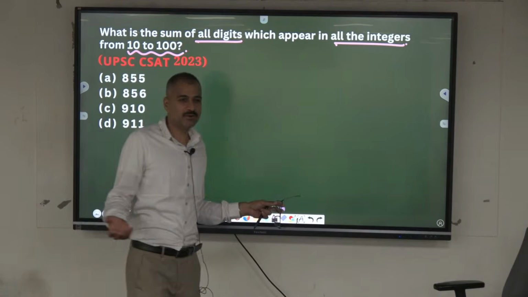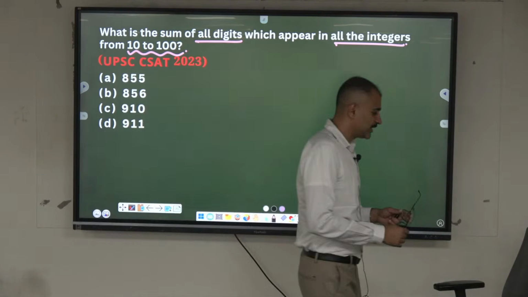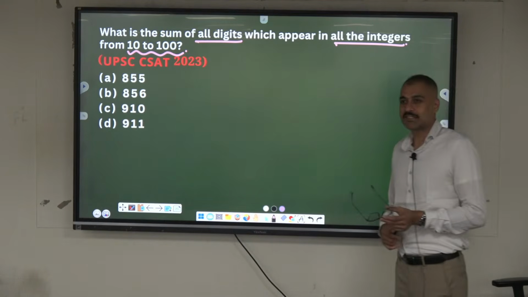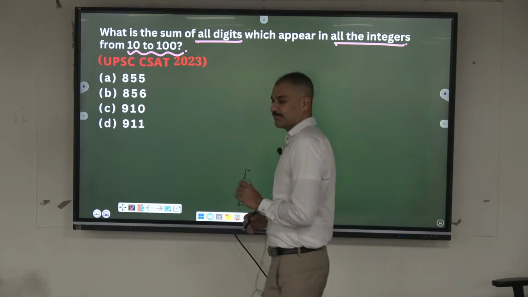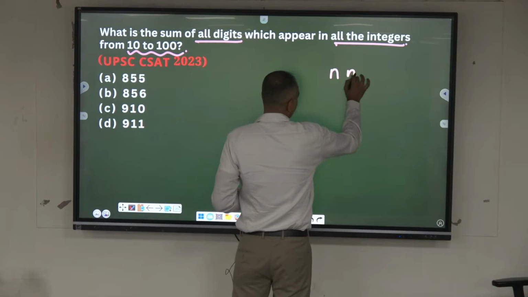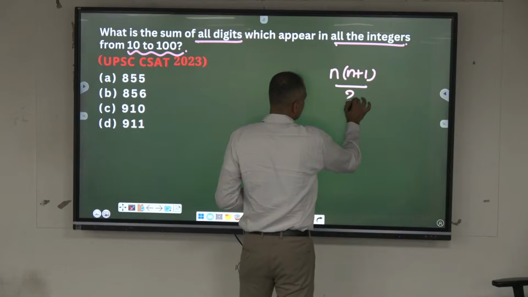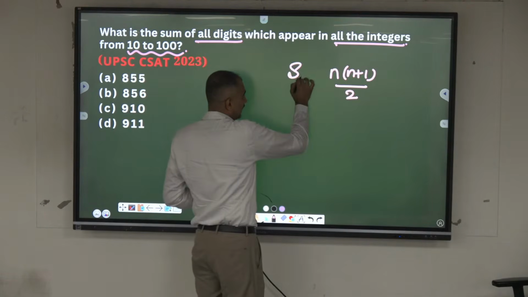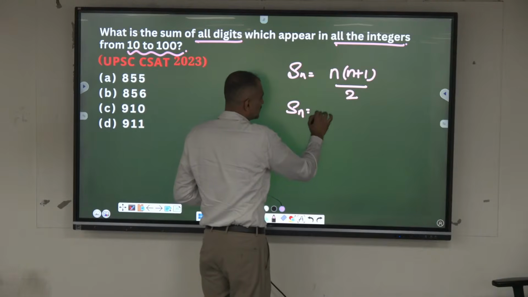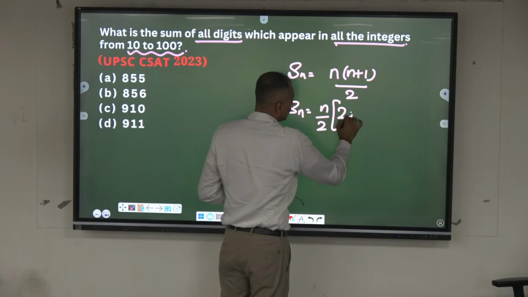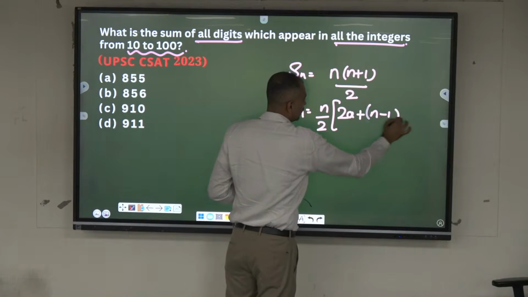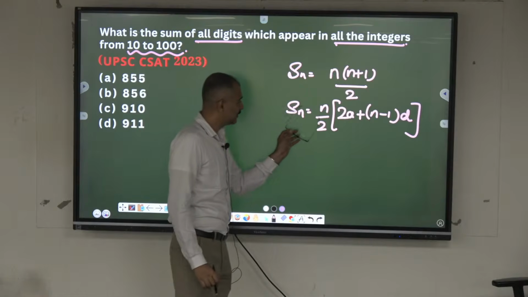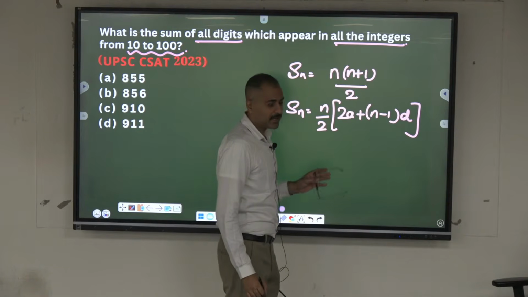Okay, first 100 natural numbers. The sum of the first 100 natural numbers, if anybody recollects: n into n plus 1 by 2. Or else, the sum of any arithmetic progression is equal to n by 2 into 2a plus n minus 1 into d. Remember this. You can apply this one.